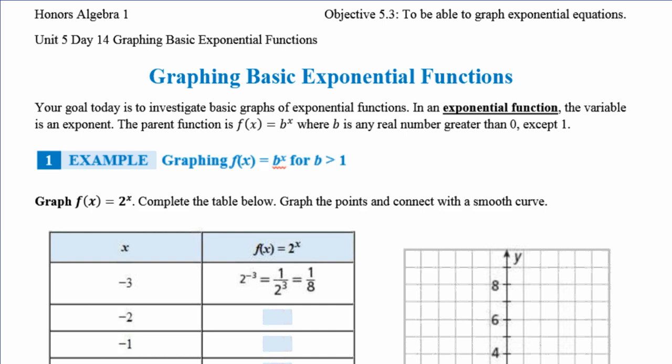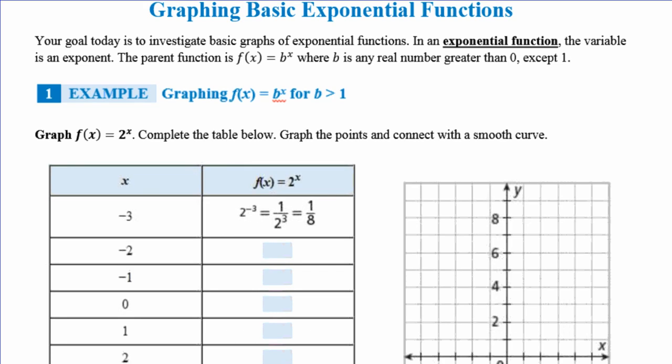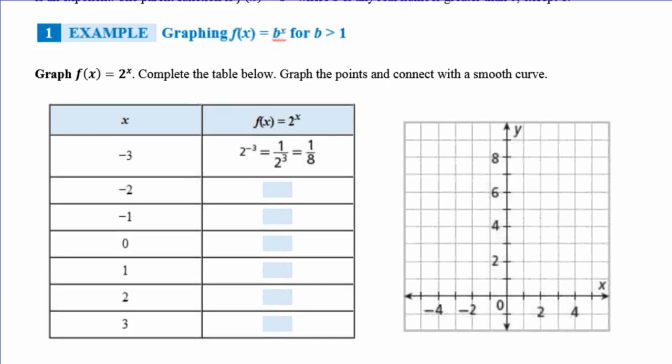For our first example, we're going to look at graphing f of x equals 2 to the power of x. In order to do that, we want to complete our table of values, graph the points, and connect them with a smooth curve. Now we know that x is our input values, and we have our table given from -3 to 3, counting by ones. If we substitute those values in for the exponents, we should be able to come up with our points.